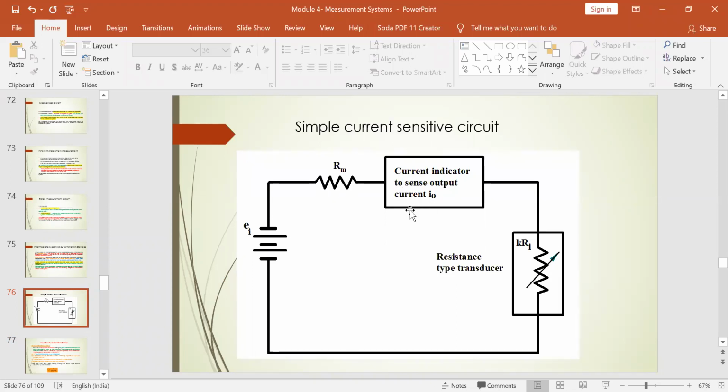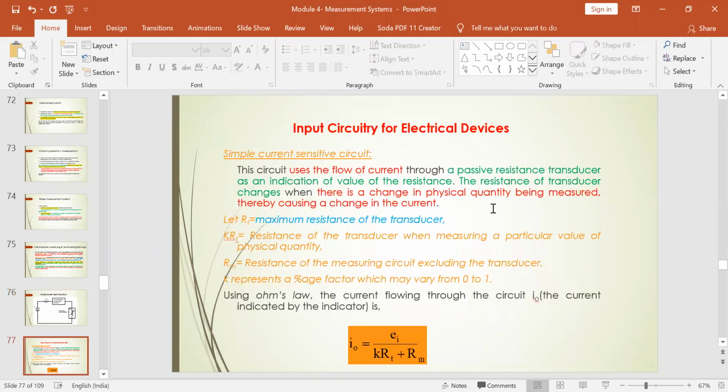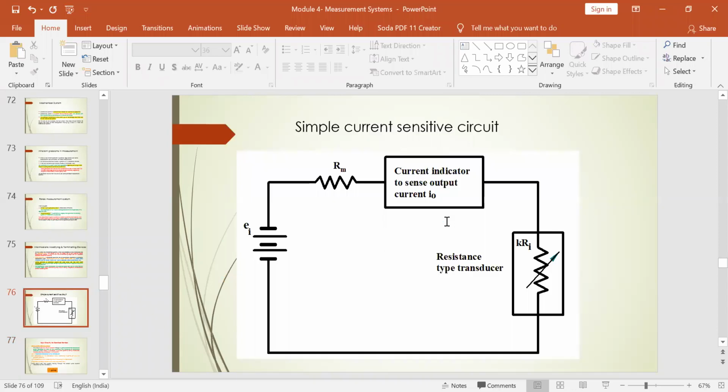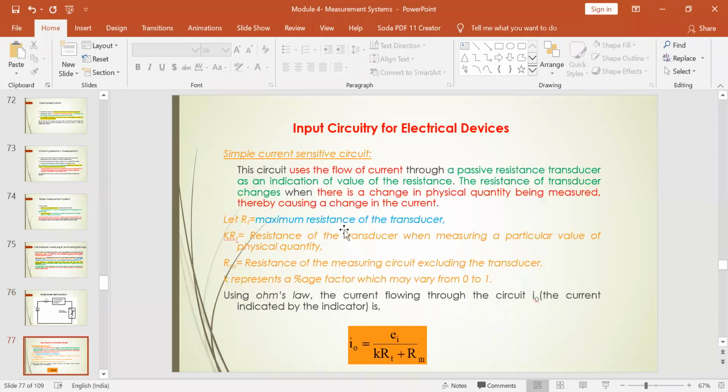the output current based on the passive resistance you are using. So here we refer to R suffix T as the maximum resistance of the transducer. We are using a passive resistance material here. The maximum resistivity of that transducer will be referred to by the letter R suffix T. Then you should know what you mean by K times R suffix T. It will be the resistance of the transducer when measuring a particular value of the physical quantity.